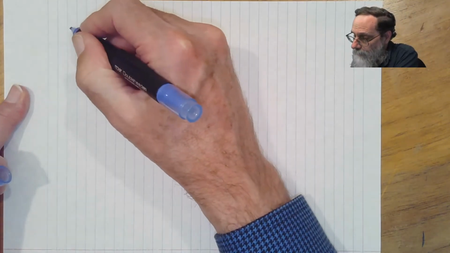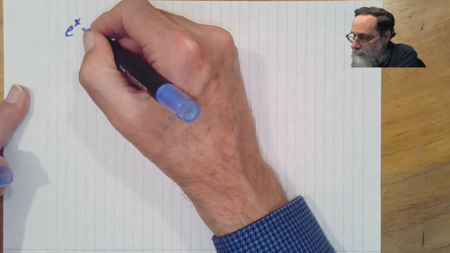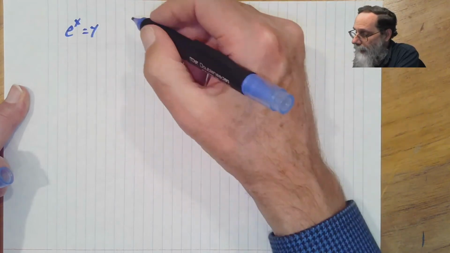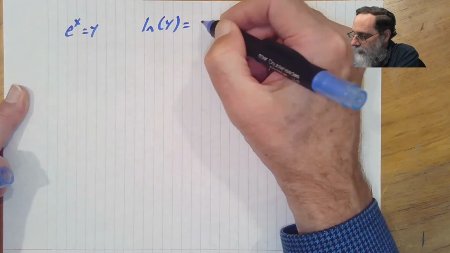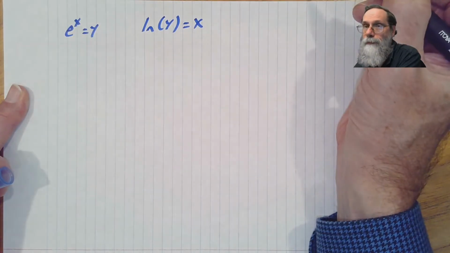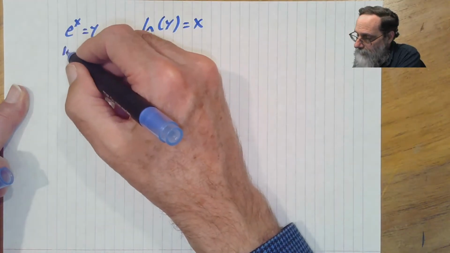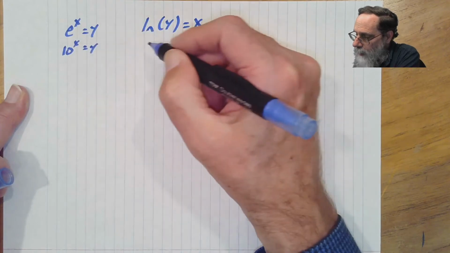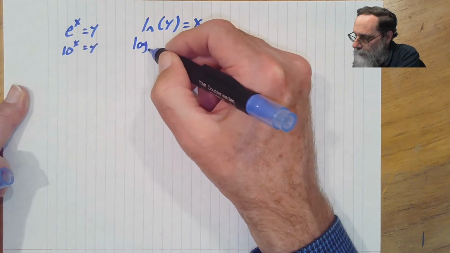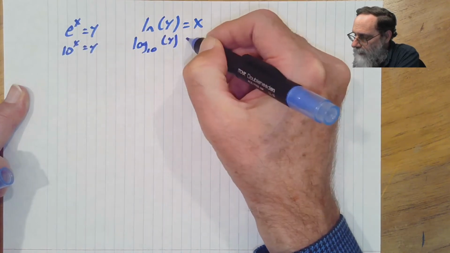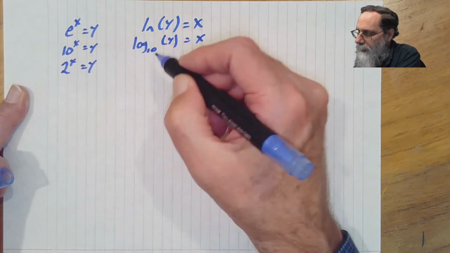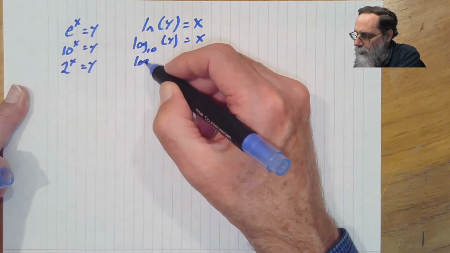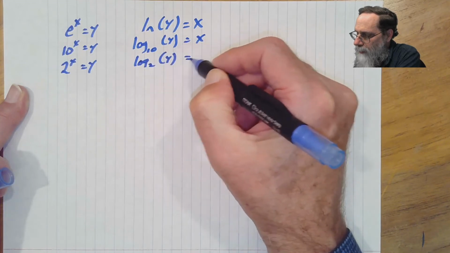So if we have e to the x equals y, we can write that relationship as the natural log of y is x. Similarly, if we have 10 to the x equals y, we can write that as log base 10 of y equals x, and 2 to the x equals y is log base 2 of y equals x.